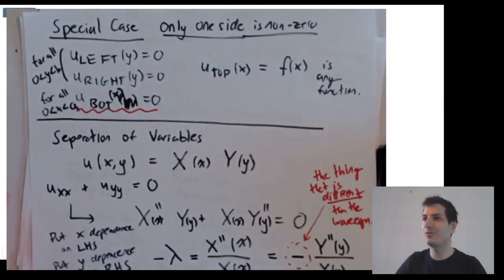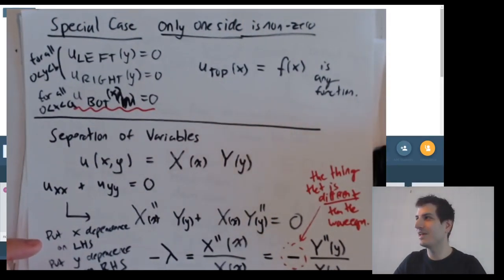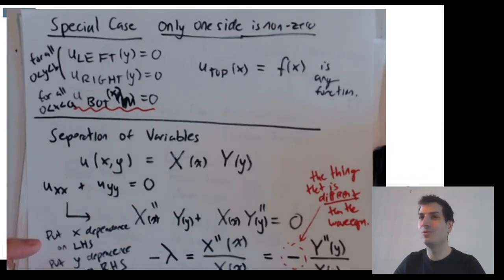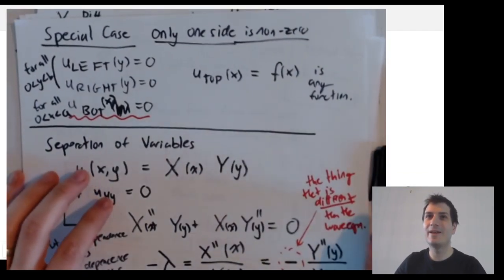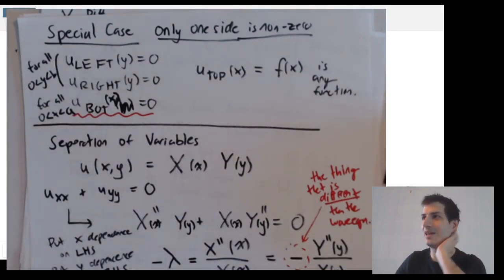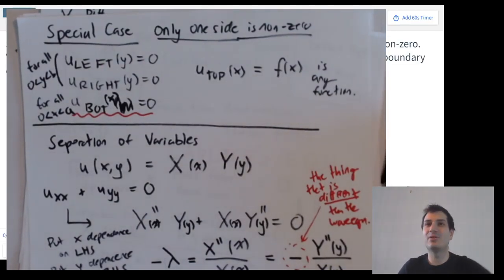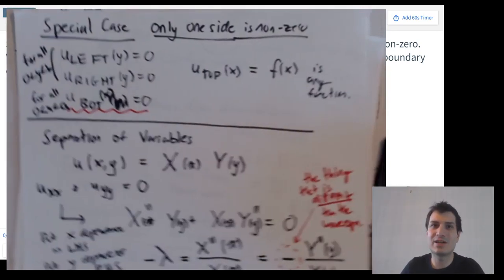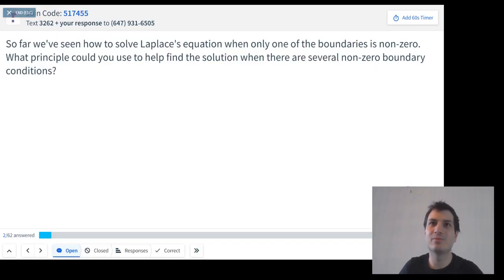And the next top hat question is going to ask you what do you do if there's more than one side that is non-zero? That's what we've seen so far. We've seen how to solve it when one of the boundaries is non-zero. But what do you do if more than one is non-zero?